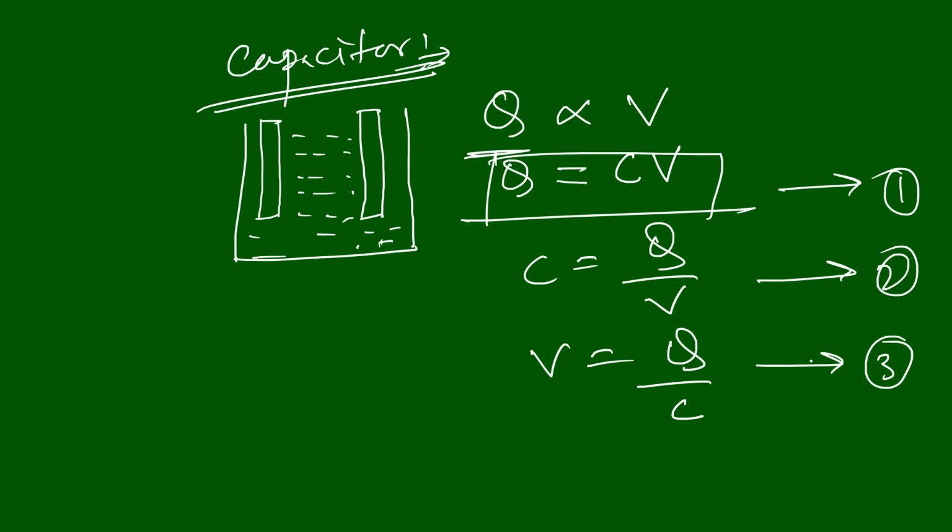Okay. Up to that point, is it clear? I think it is clear now. Now, what is the unit of capacitance? C is equal to Q by V.